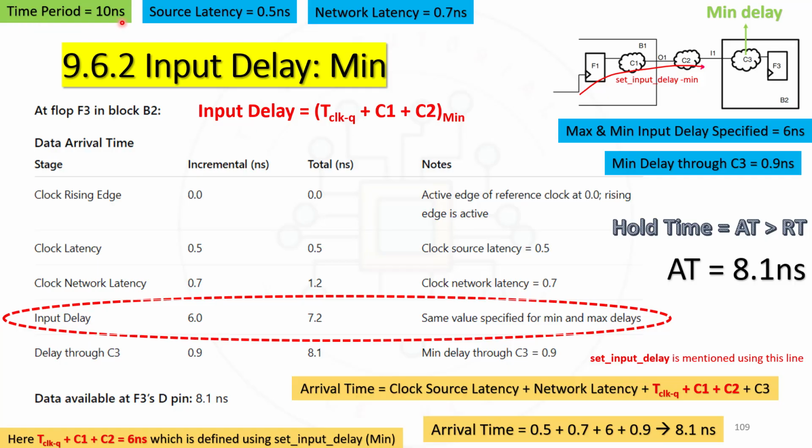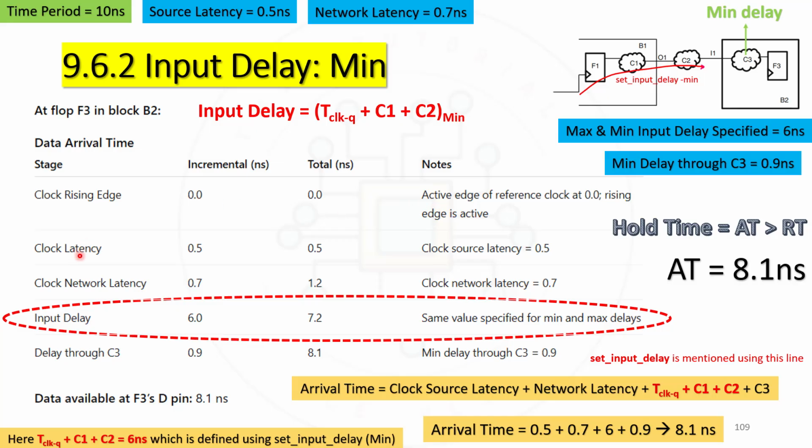So time period is 10 nanosecond, source latency is 0.5, network latency is 0.7. As time period is 10 nanosecond, first triggering will happen at 0 nanosecond and second triggering will happen at 10 nanosecond. So that is, rising edge is at 0 and falling edge is at 5, and the next rising edge will be at 10. So you can see here the clock rising edge. Here incremental delay is 0, so total delay is nothing but 0. Here the active edge of the reference clock is 0, that is, the rising edge is active. So first triggering is happening at 0 nanosecond and it is having an incremental delay of 0 nanosecond.